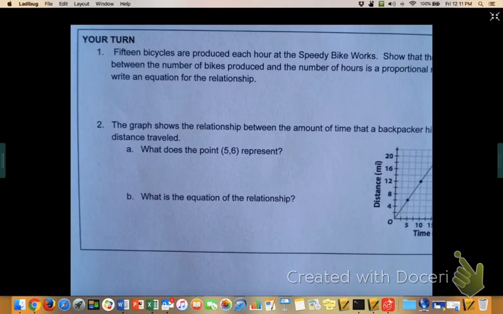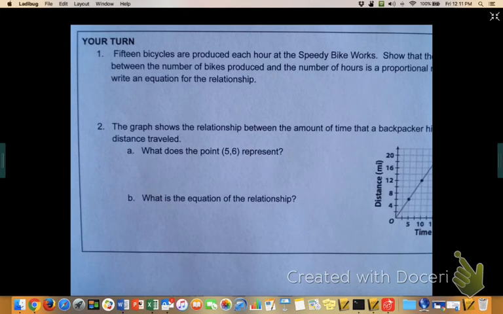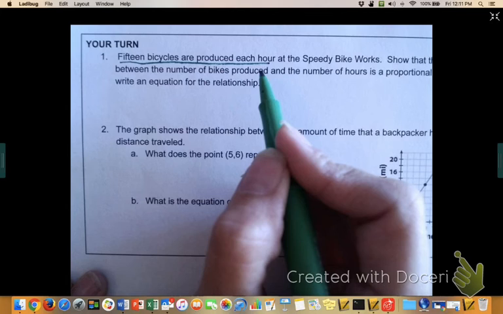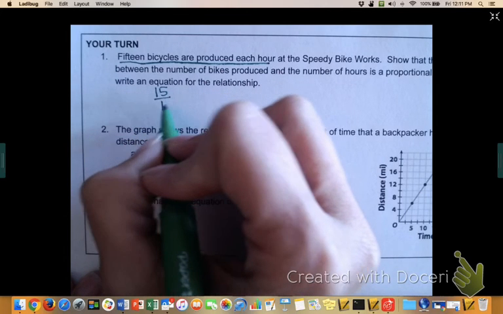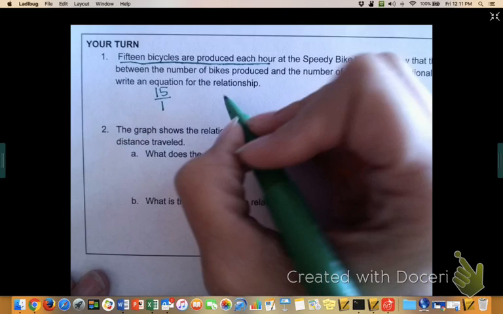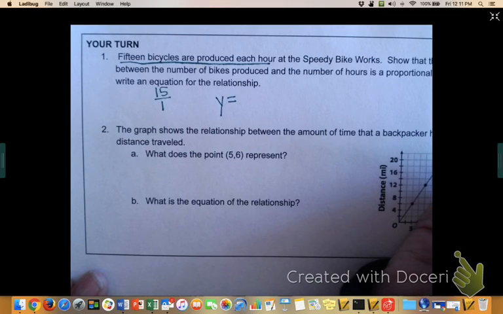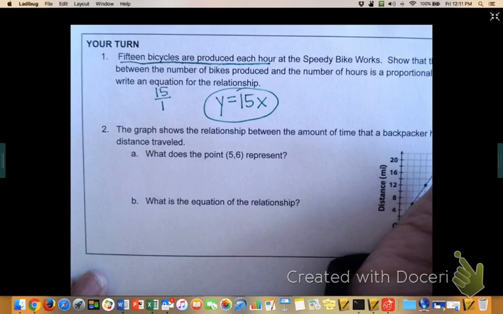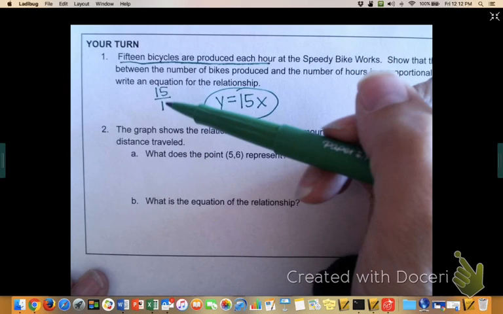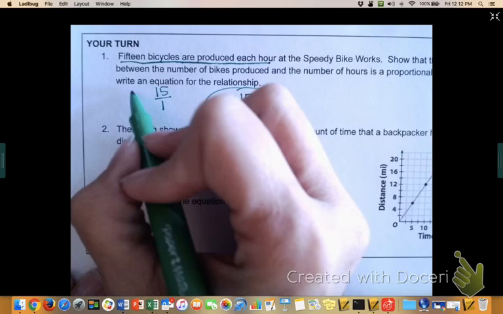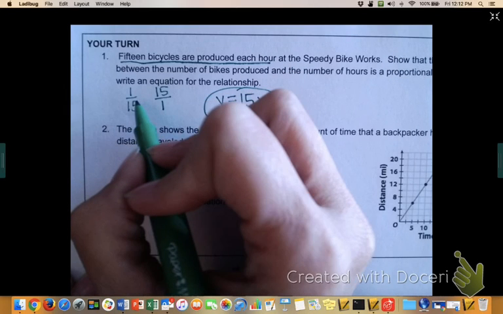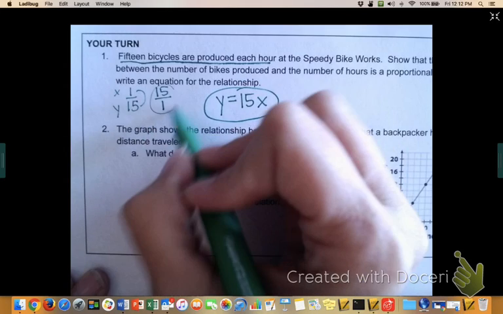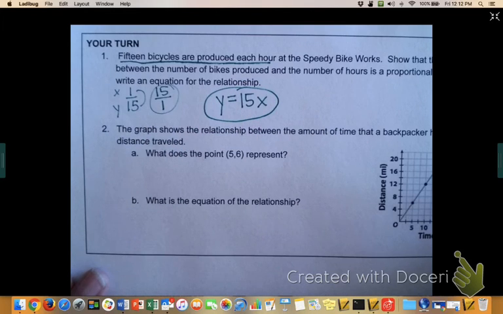All right, so the your turn was not too difficult this time. Basically, check your work. If there were 15 bicycles produced each hour, that is a 15-to-1 ratio, 15 bikes per 1 hour, and therefore our equation would be y equals 15x. So if your constant is every 15 bikes per hour, and I already flipped it, you might notice, every 1 hour was 15 bikes. But if you flip it, because we're always putting our y's over our x's, it would be 15-to-1, which would simplify to y equals 15x.